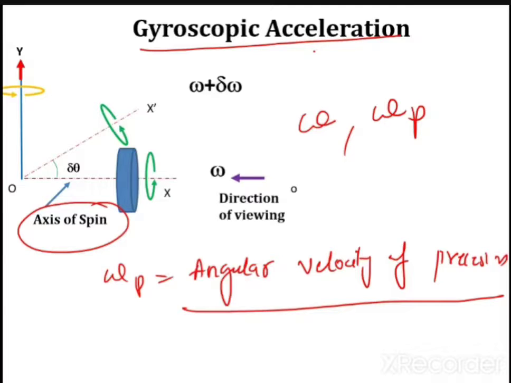Till now I haven't explained what is gyroscopic acceleration. Till now I have calculated total acceleration. What is total acceleration? Alpha. But this total acceleration alpha is not a gyroscopic acceleration.